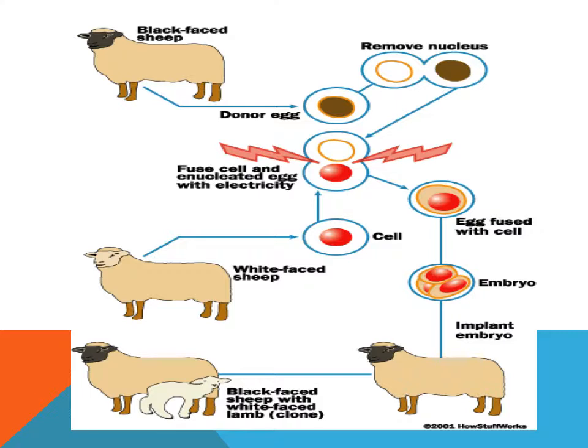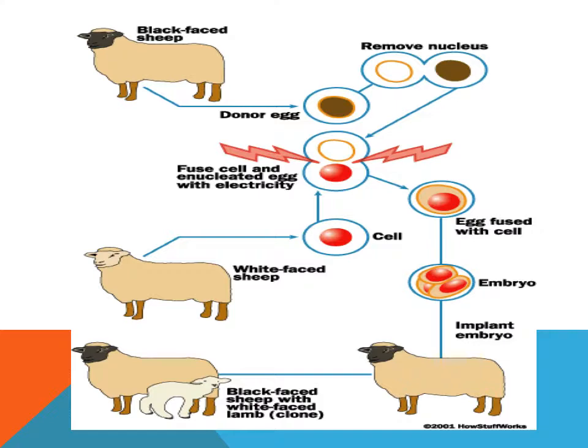So they take a surrogate mother to hold on to that egg and grow it for a couple of months, and then that sheep is born like a normal sheep, but it's identical to the white-faced sheep.